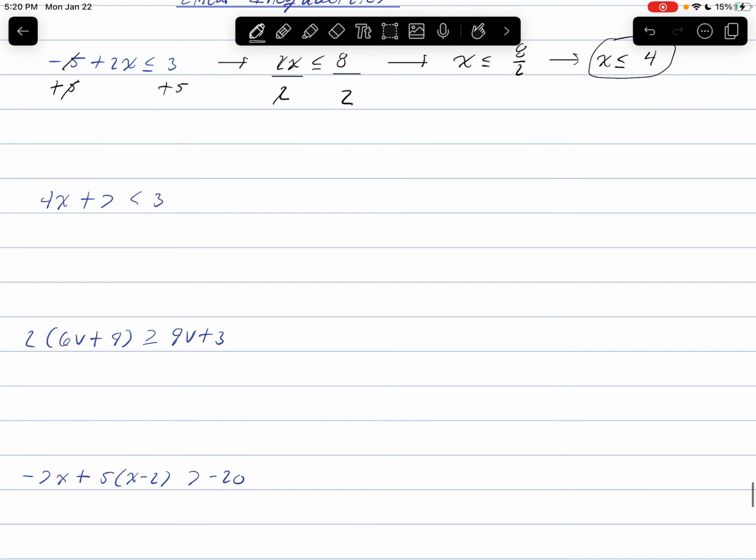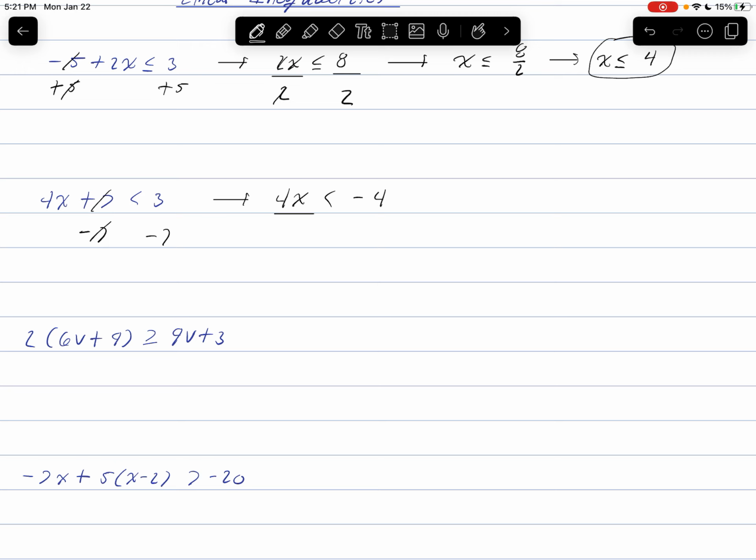Okay, now let's look at this one. Here we have 4x plus 7 is strictly less than 3. So again, we're going to try to isolate x by itself. So let's take 7 away from both sides. Okay, that makes the 7 go away. And from this point, we have 4x is strictly less than 3 minus 7, which is negative 4.